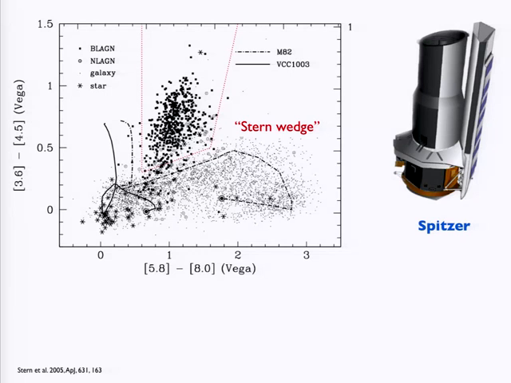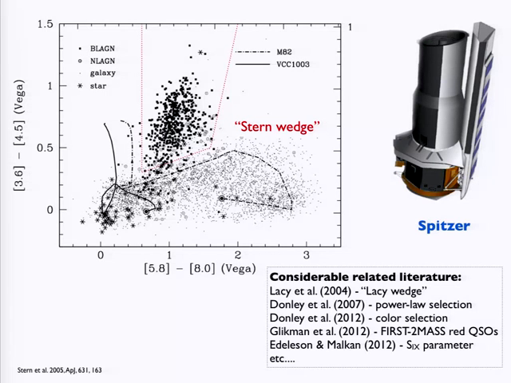So if I did, rather than a spectroscopic sample, if I just showed everything seen by Spitzer in this field, there's quite a bit of sources going up that left-hand side of that panel. And then the quasars are very well isolated from everything else. And so there's the Stern wedge. There's a lot of work that's been done on this. There's the Lacy wedge, which is basically just a different set of axes for the color-color diagram.